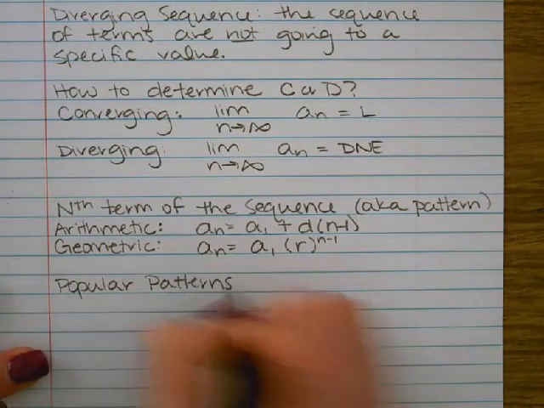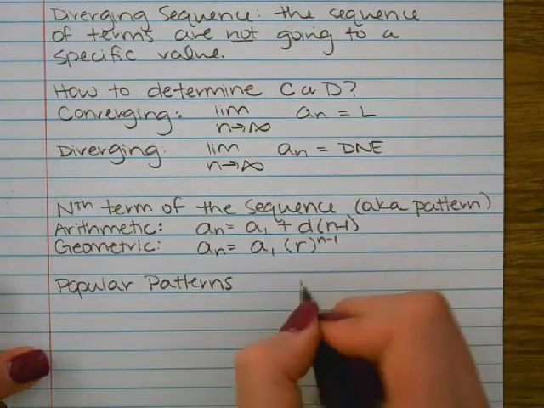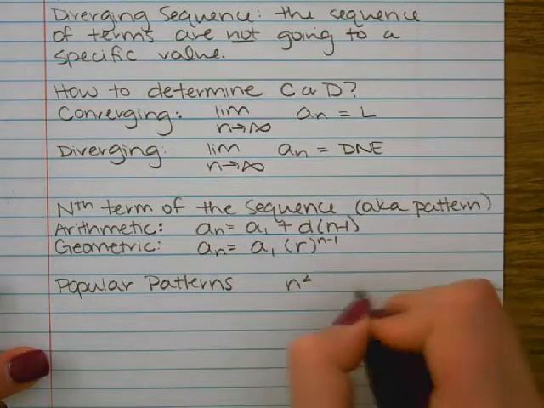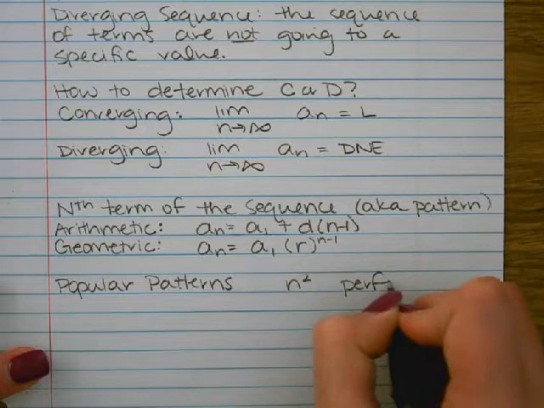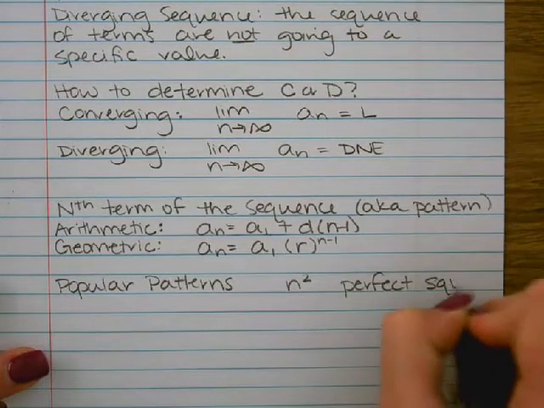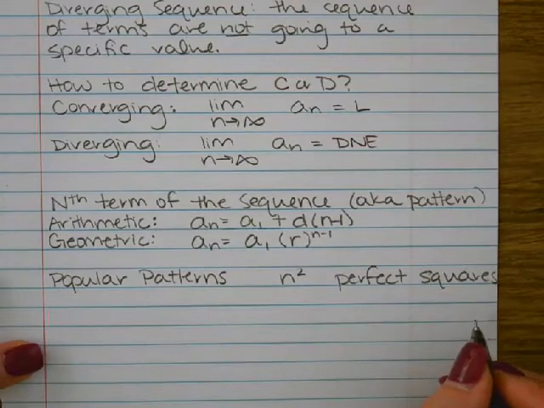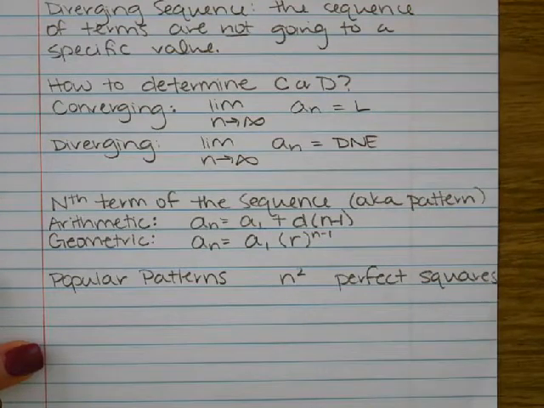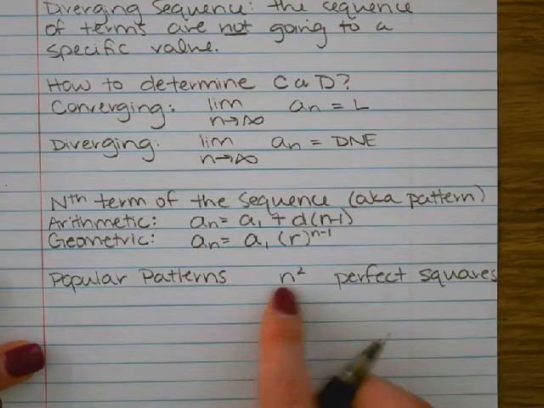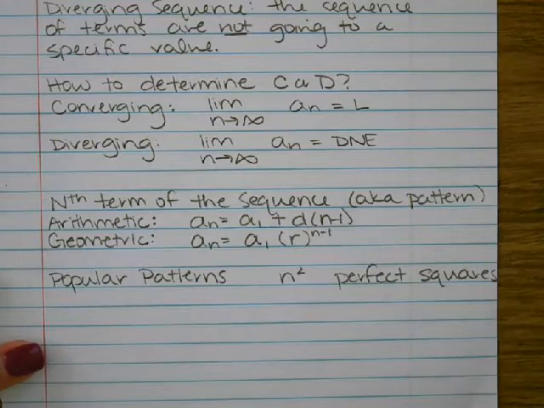Or maybe you just haven't studied them explicitly. So a popular pattern is n squared. This is perfect squares. So 1 squared is 1, 2 squared is 4, 3 squared is 9. So if you see those numbers 1, 4, 9, 16, 25, that's going to be part of your equation when you write out the pattern.